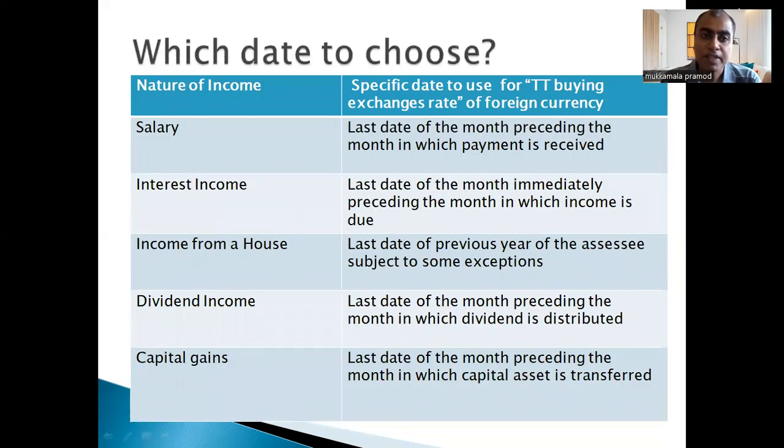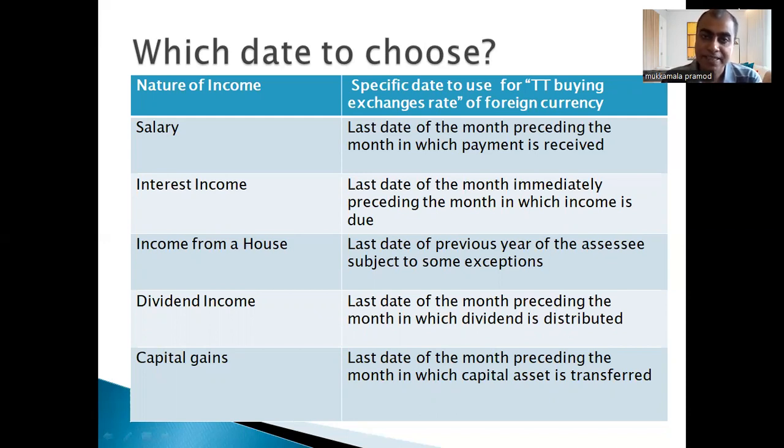So, for example, if your nature of income is salary, the reference date to select for determining the conversion rate would be the last date of the month preceding the month in which the payment is received. So, for example, if you are receiving the salary for the month of February, it would be the last date of the preceding month, which in this case would be January. We will look at detailed examples as well.